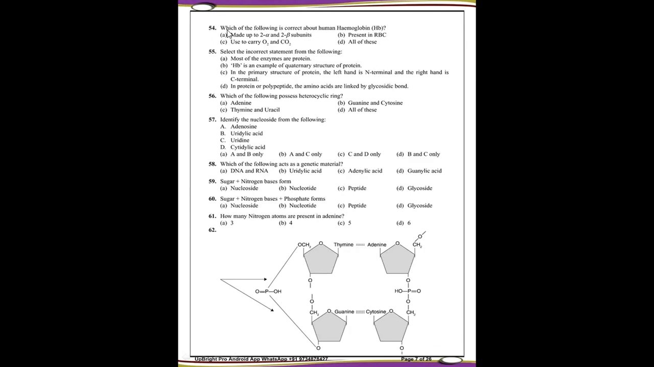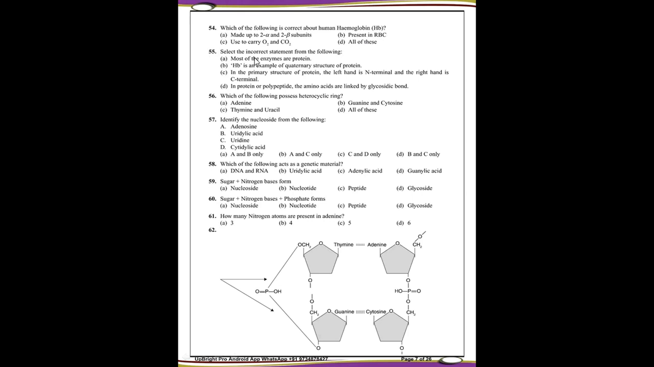54. Which of the following is correct about human hemoglobin? Which of these is true about hemoglobin? Hemoglobin is made up of 2 alpha and 2 beta subunits. This one is true. It can transport both oxygen and carbon dioxide. It is true. It is present in red blood cells. It is true. So the answer is all the above. 54, the answer is D.